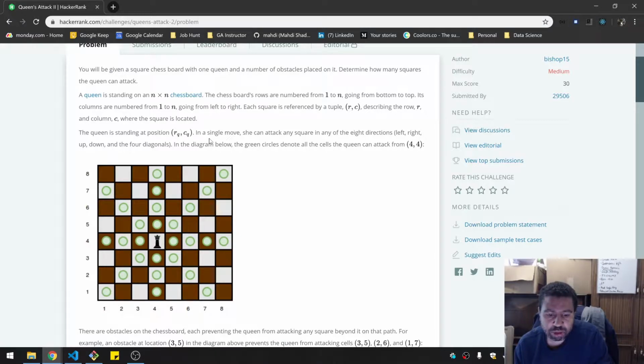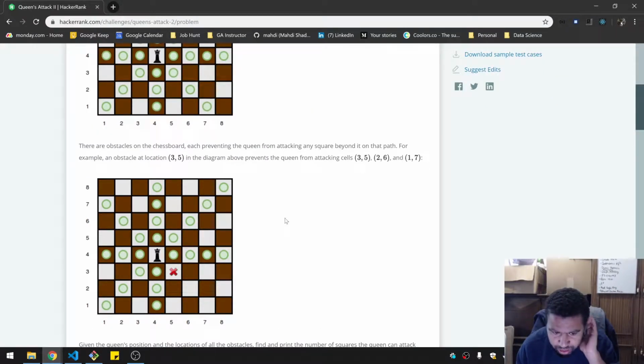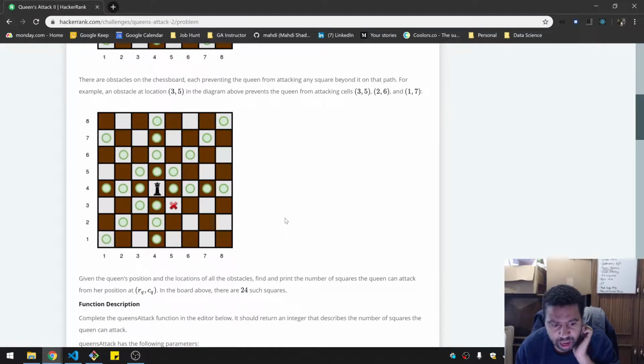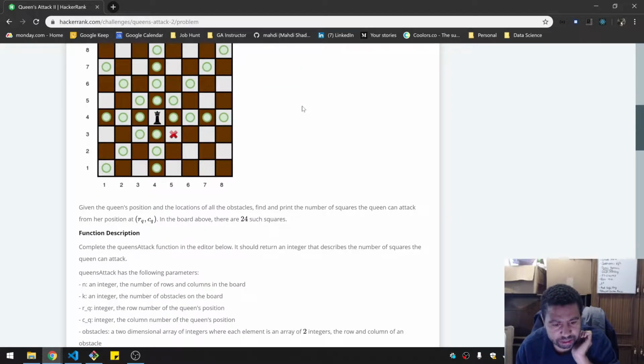In a single move, she can attack any square in 8 directions, typical chess queen. There are obstacles on the chessboard, each preventing the queen from attacking any square beyond it on the path. For example, an obstacle at location 3-5 would prevent the queen from attacking those cells in that diagonal. Effectively, this is like you're being blocked by your own men. I think that's the idea.